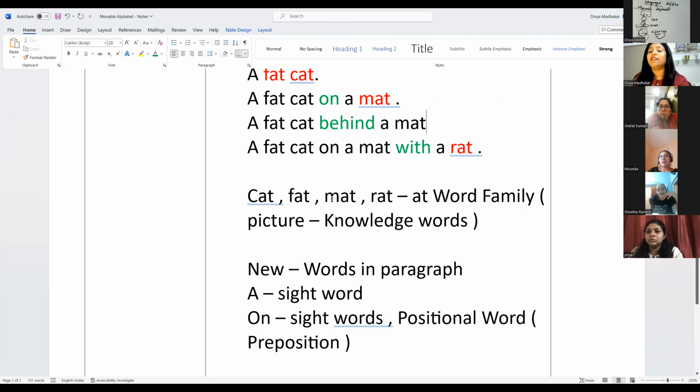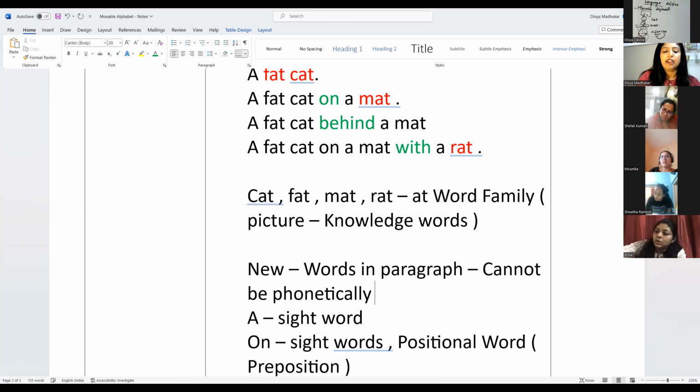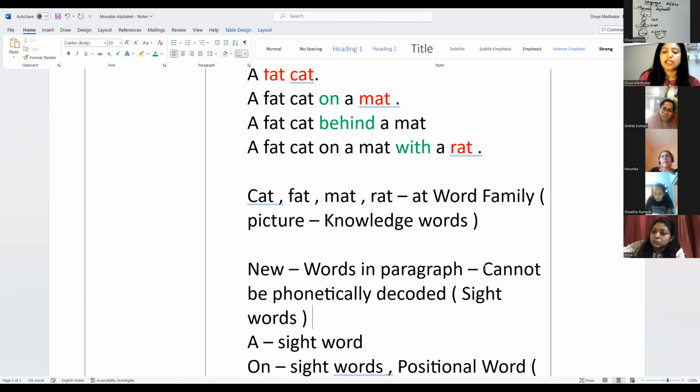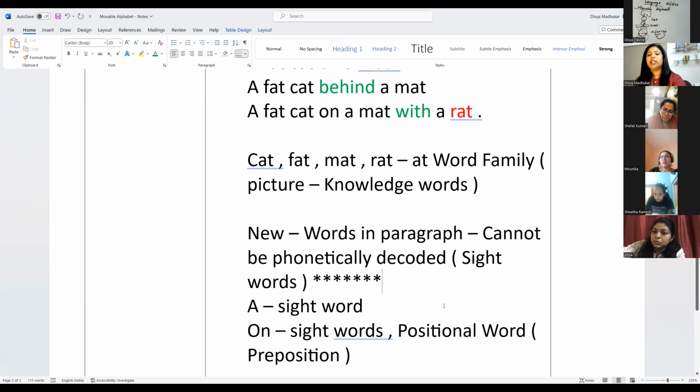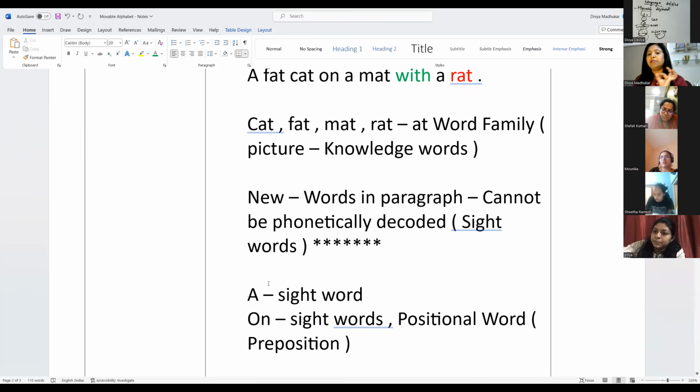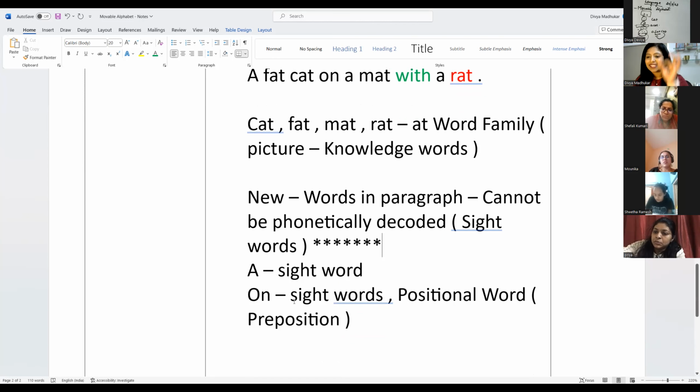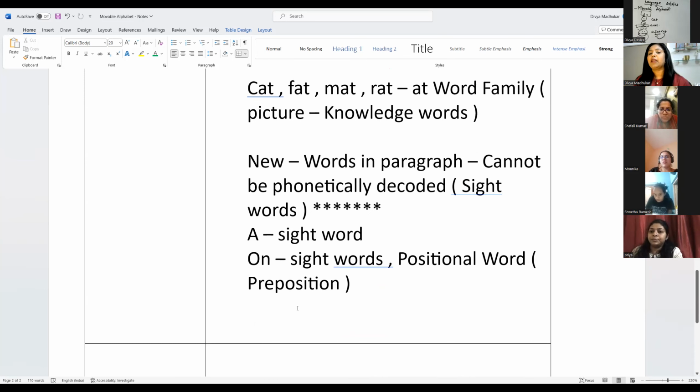Can it be phonetically given to a child? If it cannot be phonetically given, you have to do rote learning. So the new words in your paragraph which cannot be phonetically decoded, I call them sight words. Now, these are very, very important. Sight words are very important for your story times. So you have to always keep on adding to the number of sight words.